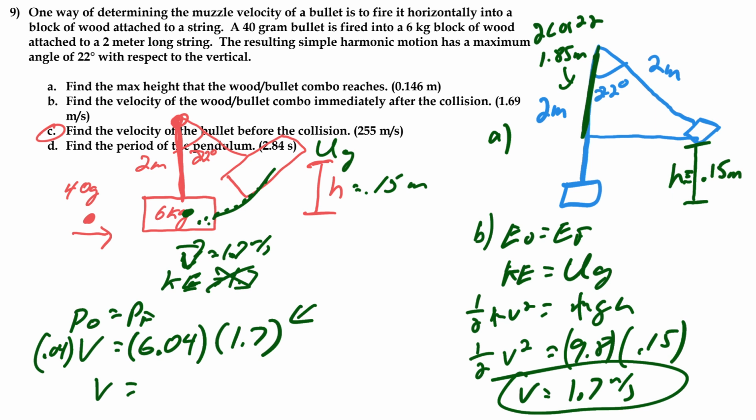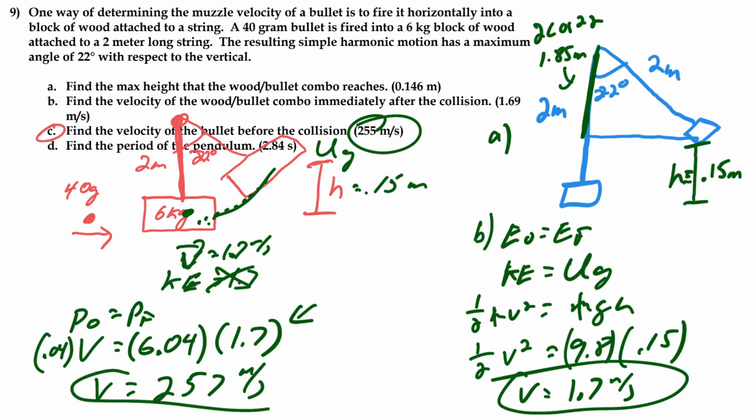So 6.04 times 1.7, and then we'll go ahead and divide by 0.04. And that gets me about 256, 257. Here it says 255. I know we've been rounding differently throughout, so I'm going to put what I'm getting, which is 257 meters per second. That's how fast the bullet was moving before it collided.